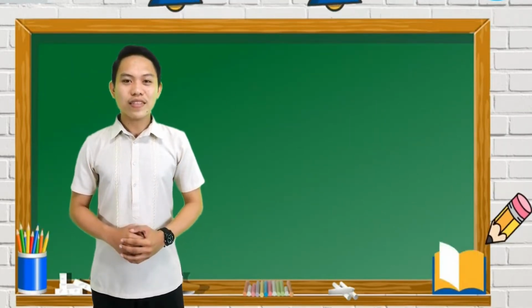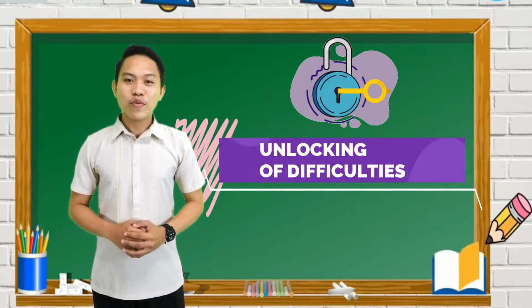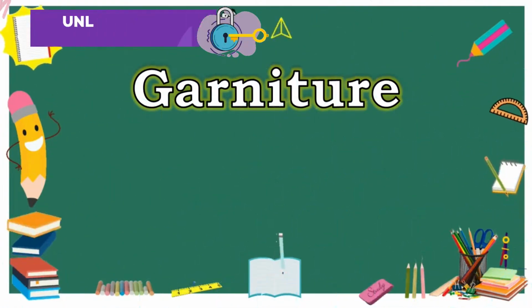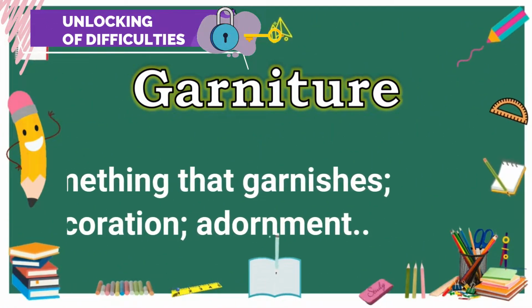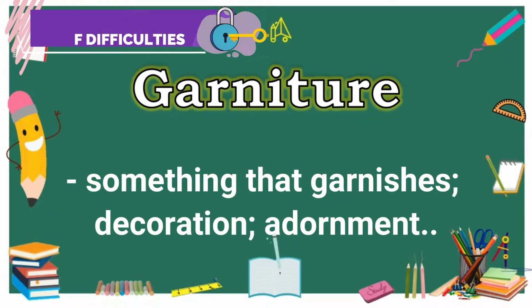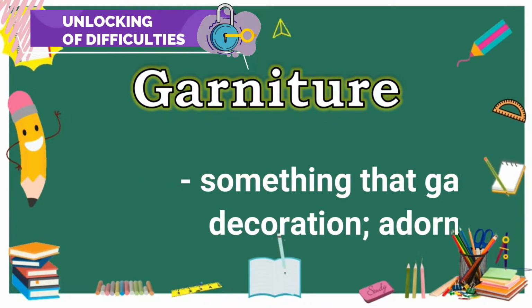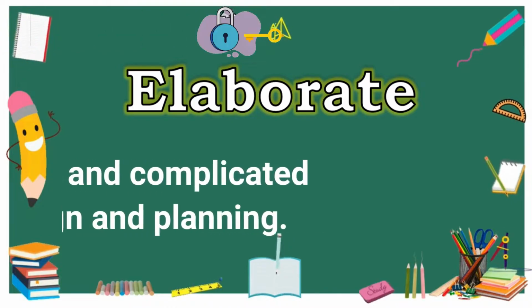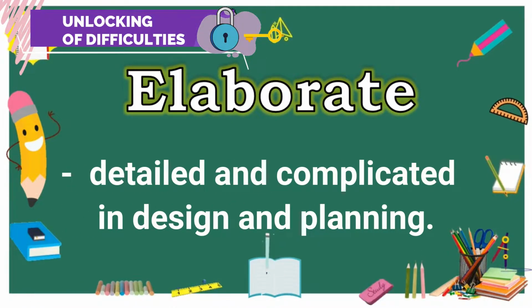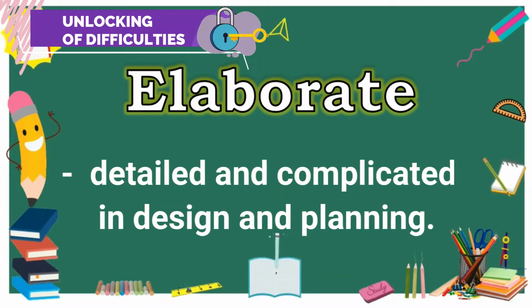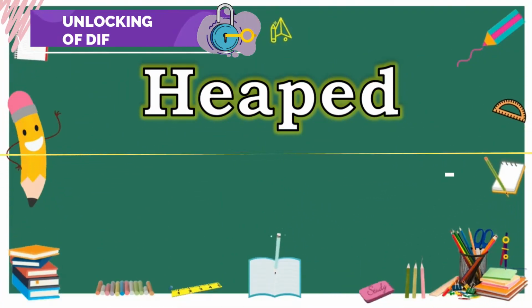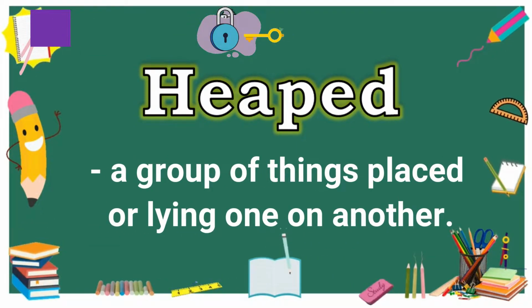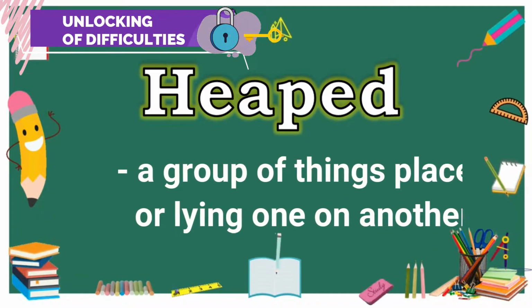To start our lesson, let us first define terms which will appear and may bring confusion. Words defined are garniture. It is something that garnishes, decoration, or adornment. Another word to define is elaborate. It means detailed and complicated in design and planning. And lastly, the word heap. It is a group of things placed or lying one on another.